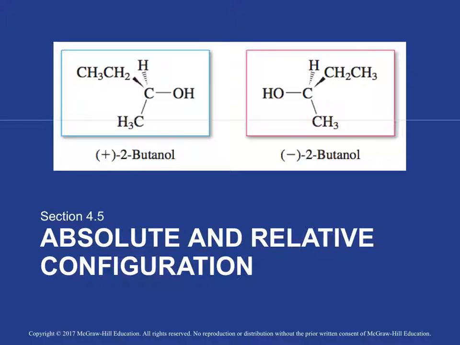Okay. Now we have absolute and relative configuration. 2-butanol we've already talked about. In 2-butanol, we have one carbon that's got 4 different things hanging off of it. So overall it's going to be chiral. So when something is absolute, what does that mean? Without using the term absolute as the definition.